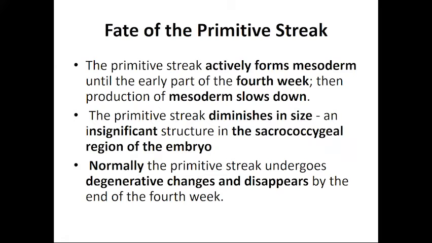Then, what is the fate of the primitive streak? The primitive streak actively forms the mesoderm until the early part of the fourth week. Then production of the mesoderm slows down. It diminishes in size and becomes insignificant in structure. In the sacrococcygeal region, the primitive streak normally undergoes degenerative changes and disappears by the end of the fourth week.